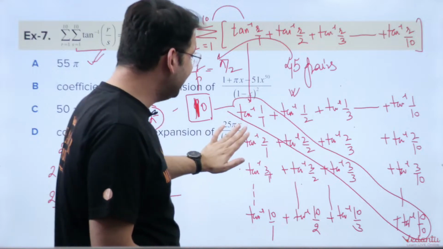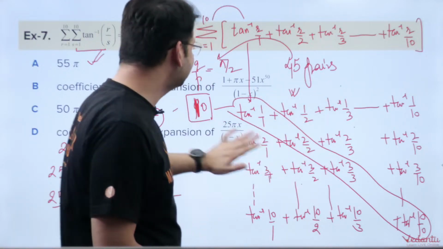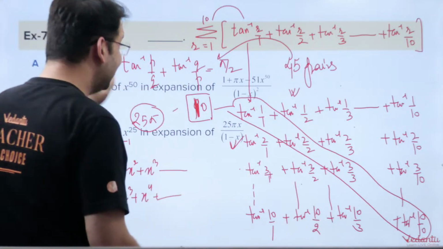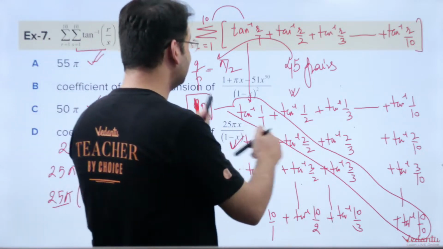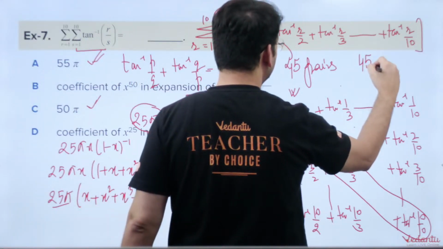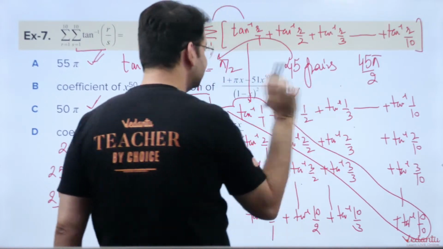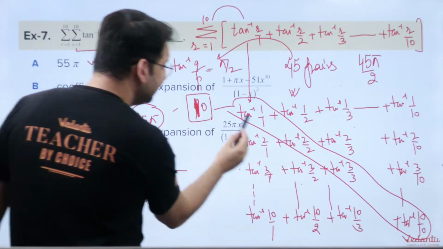So every pair here is going to get coupled with this, and there are going to be 45 such pairs, and each pair has a sum pi by 2. So it is going to be 45 pi by 2 for these 90 terms, plus these 10 terms.